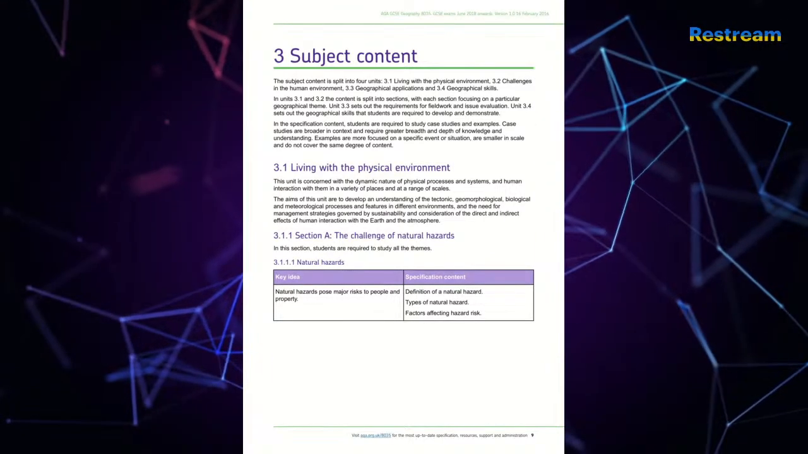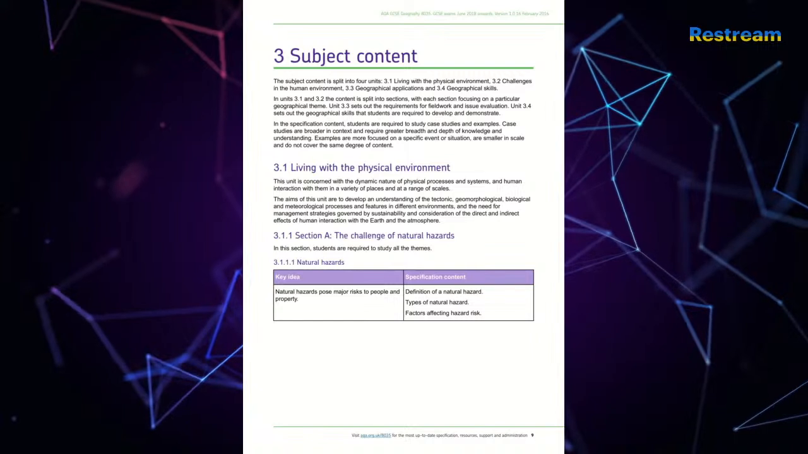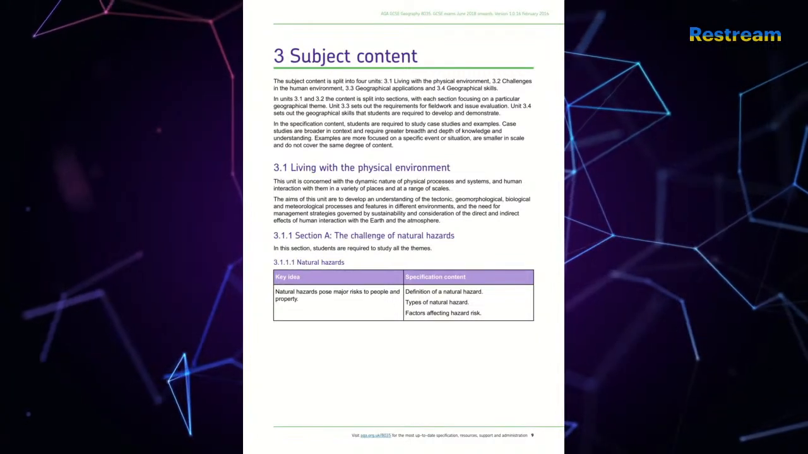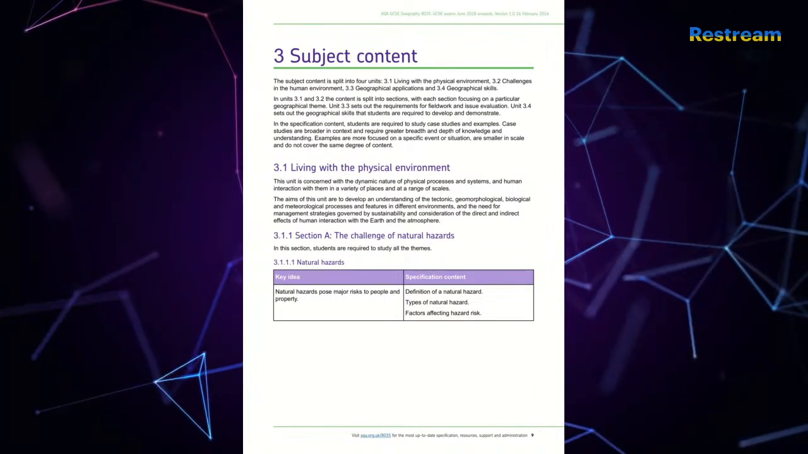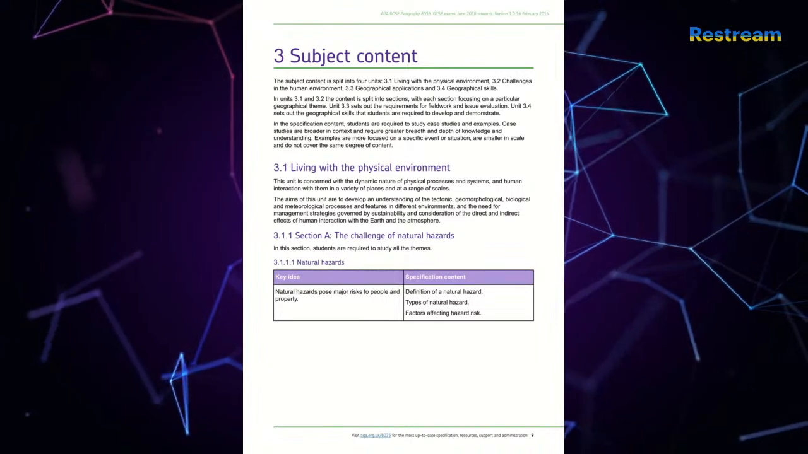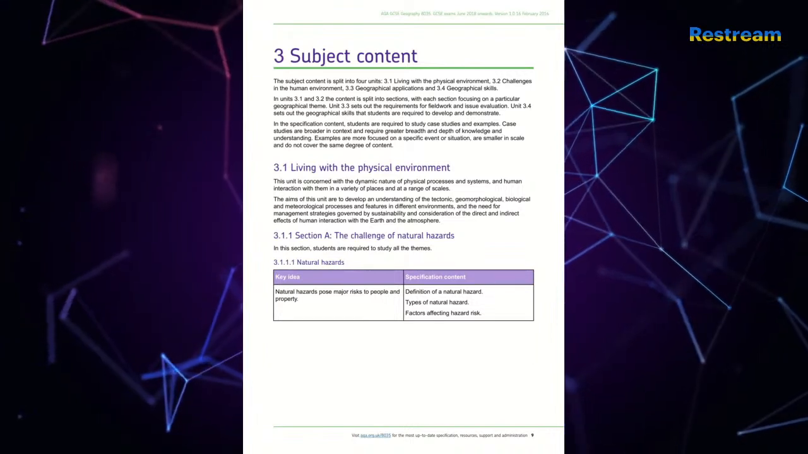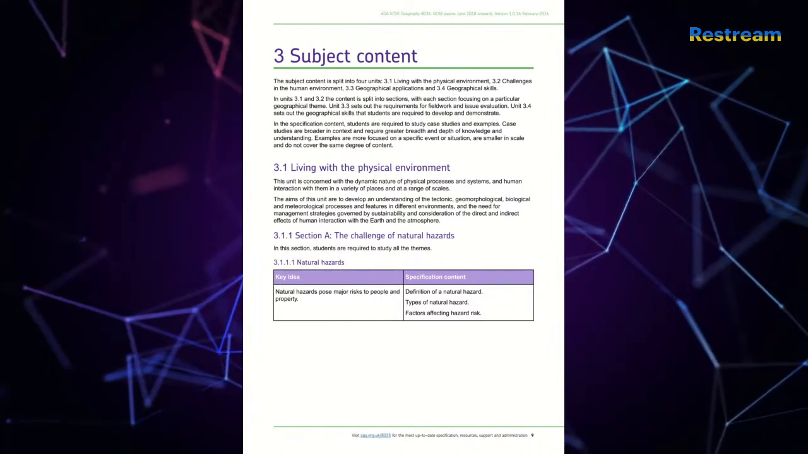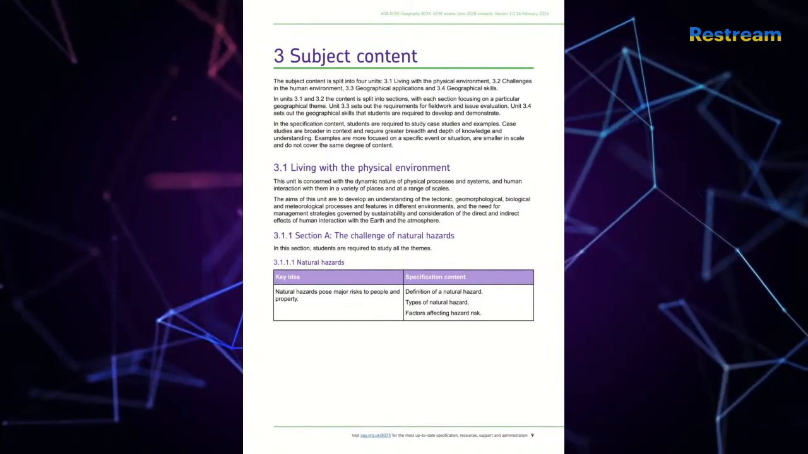So here you can see the specification. Each of the specification for geography is really helpful actually because there's different bullet points, and for these different bullet points you can then test yourself on it. So you can test yourself using the specification. So the first point of the specification is you need to define what is a natural hazard.